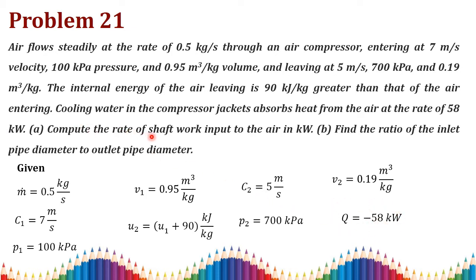Compute the rate of shaft work input to the air in kilowatt. That is, how much work we are giving to the compressor to compress the air, which we need to find in the unit of kilowatt, that is dwx by d tau. We need to find it from the steady flow energy equation. And they also ask to find the ratio of the inlet pipe diameter to the outlet pipe diameter, where the inlet pipe diameter is d1 and the outlet pipe diameter is d2. So we need to find the ratio d1 by d2.